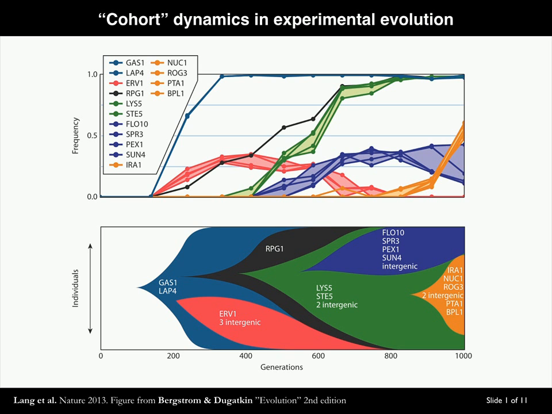The major questions that came out of this are, one, what are the mutations that are actually driving adaptation? Second question is, what are the fitness effects of those mutations? And third, to what extent do epistatic interactions drive adaptation?